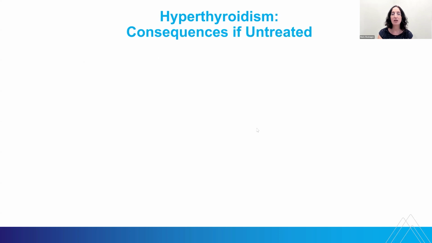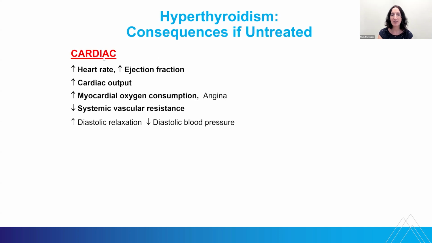So if we don't treat hyperthyroidism, there's serious cardiac and bone effects. So we're going to upregulate beta adrenergic effects. So there's an increase in heart rate, an increase in ejection fraction, an increase in cardiac output, also an increase in myocardial oxygen consumption, and a decrease in systemic vascular resistance.